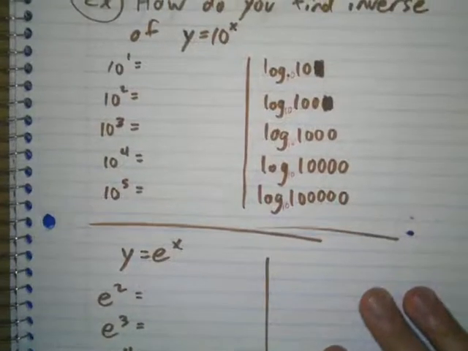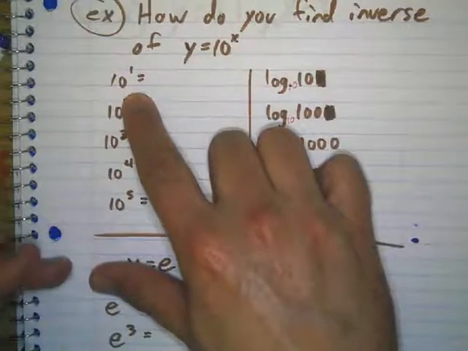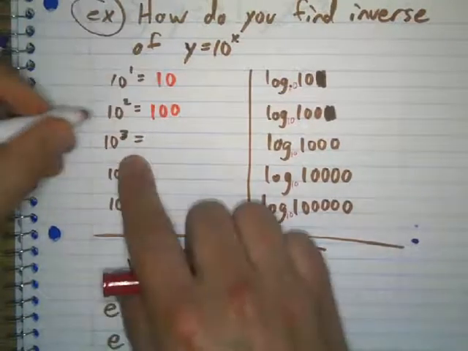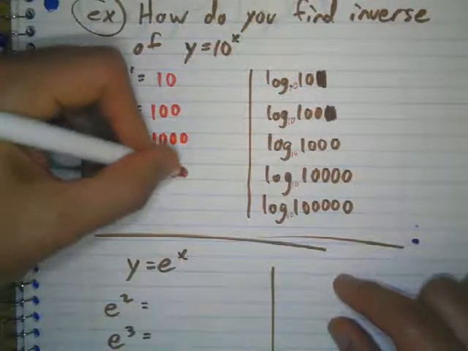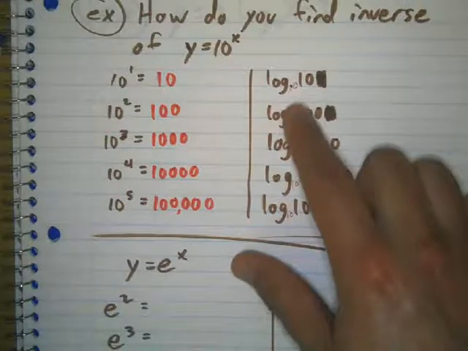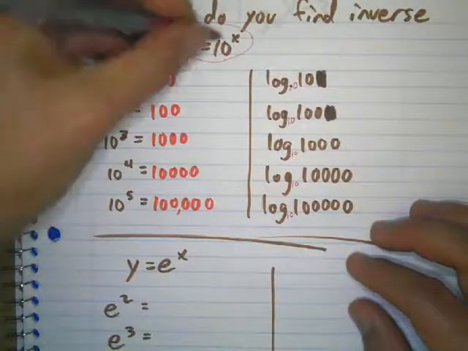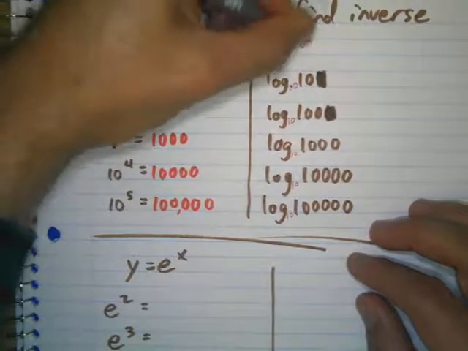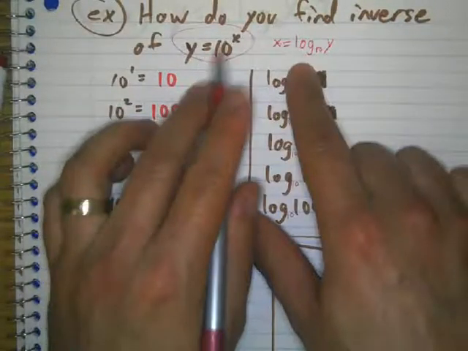Let's pretend I've got the equation y equals 10 to the x. First of all, 10 to the power of 1 is equal to 10, right? 10 squared is 10 times 10, which is 100. 10 cubed, 10 times 10 times 10, is going to give me 1,000. 10 to the 4th is going to give me 10,000. 10 to the 5th is going to give me 100,000, right? If I want to rewrite this in log form, then I would say x equals log base 10 y. Whenever we were switching, then we would rearrange it like this.